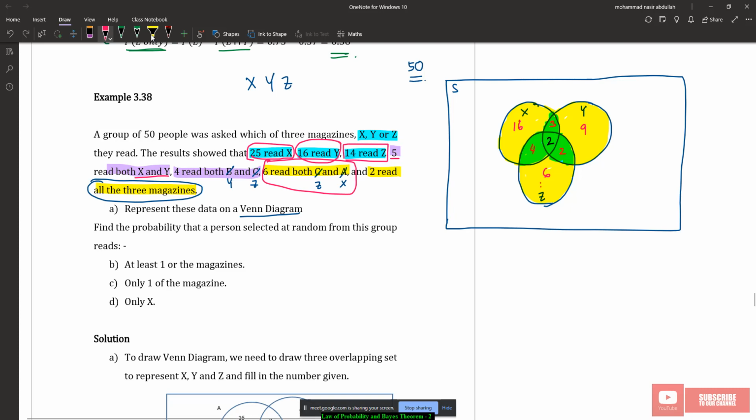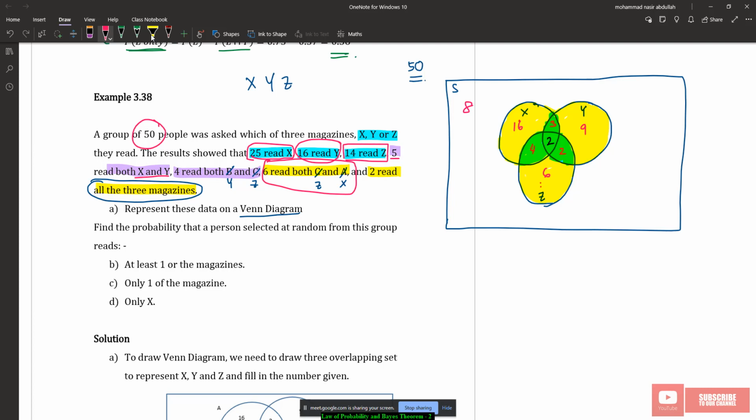Right. So now, what is the total of people who read all the magazines? Berapa orang dekat sini? 16 plus 5 plus 4 plus 9 plus 2 plus 6. There are 42 people reading this magazine, either X, Y or Z or both. Right? So kita ada people berapa dekat sini? 50. So 50 minus 42, there are 8 people who are not reading any magazine.